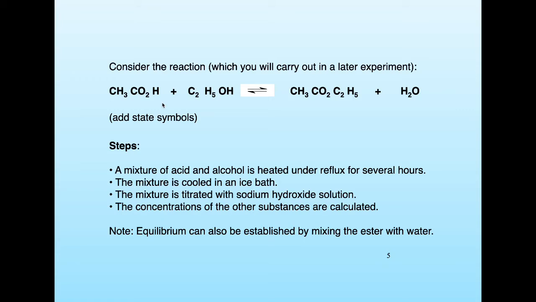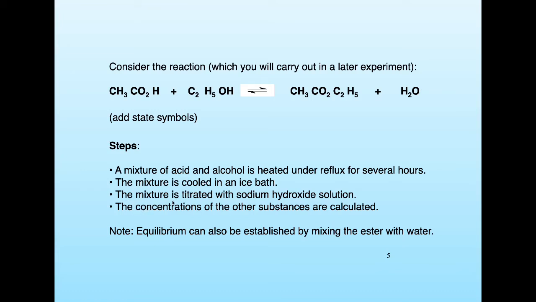Dynamic equilibrium means that forward and reverse reactions are happening at the same rate. That's the dynamic bit. But over time, the concentrations of the reactants and the products remain constant. So if we allow this equilibrium to be established and we suddenly cool it, then we get a snapshot of what the concentrations are at that moment in time.